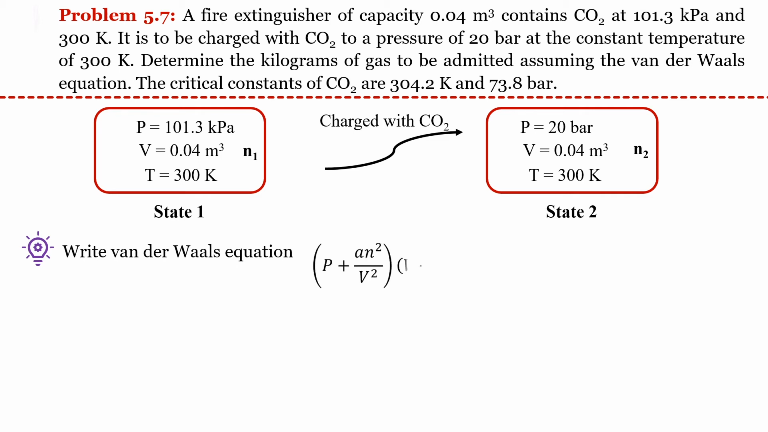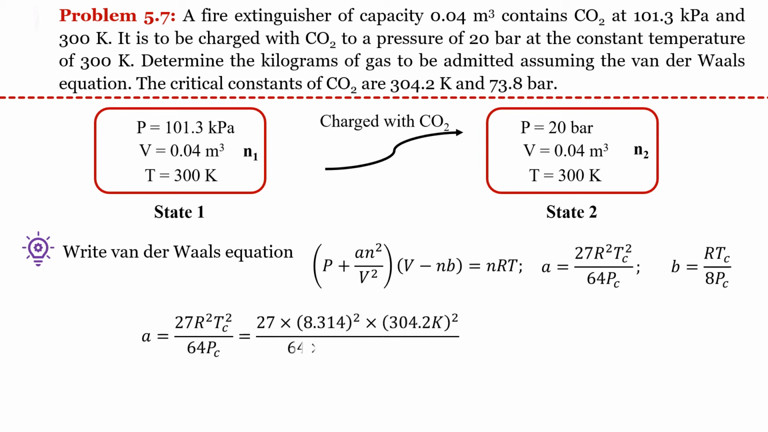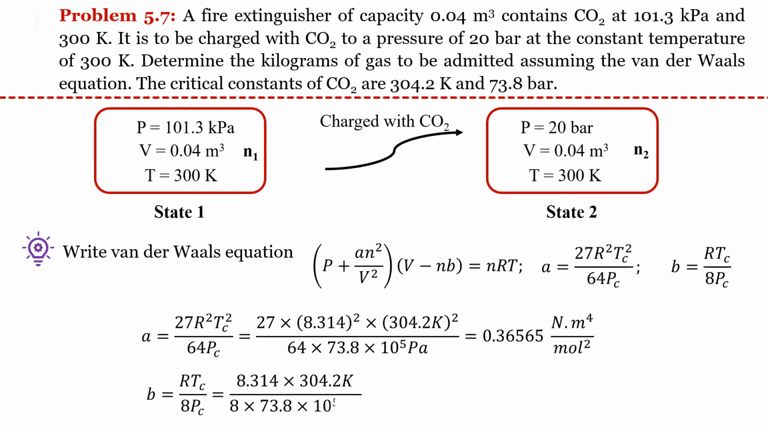So first we will write the van der Waals equation. So this is the van der Waals equation. The parameters A and B are given in terms of critical temperature and pressure. In the problem, critical temperature and pressure are given, so we can estimate A and B. By putting the values of TC and PC, we have estimated A. In the same way, we can estimate B.